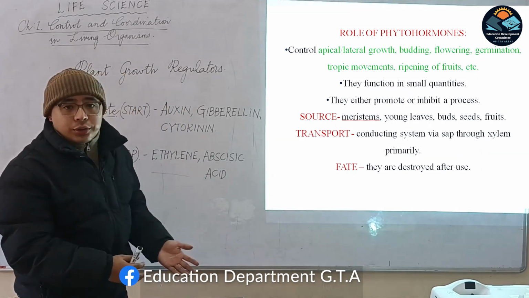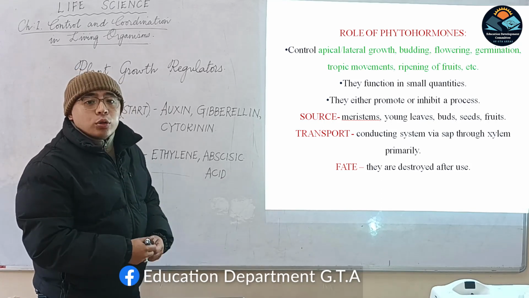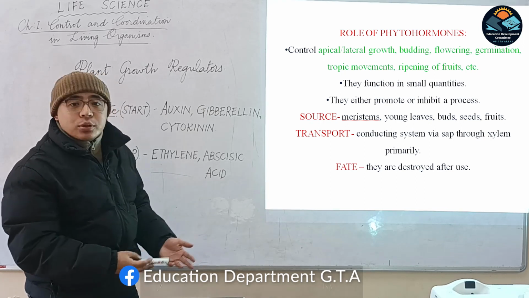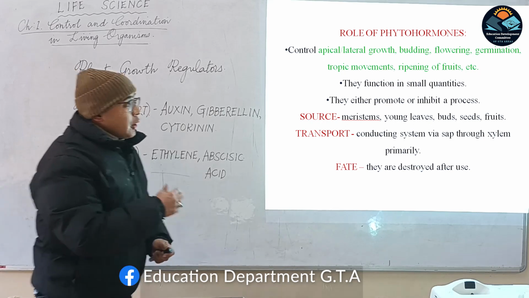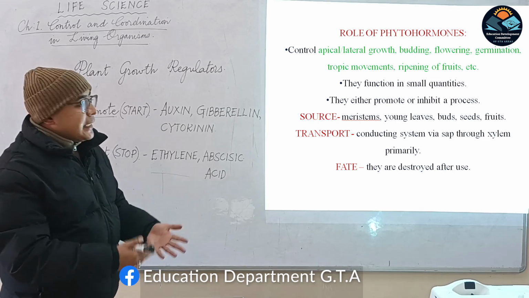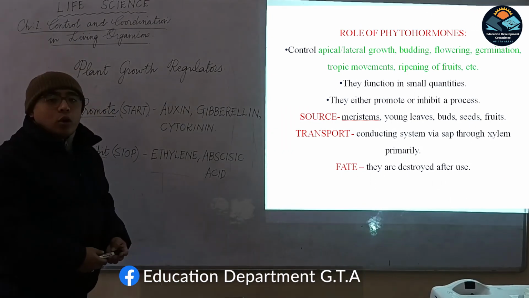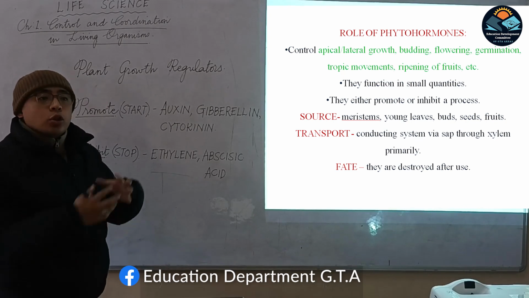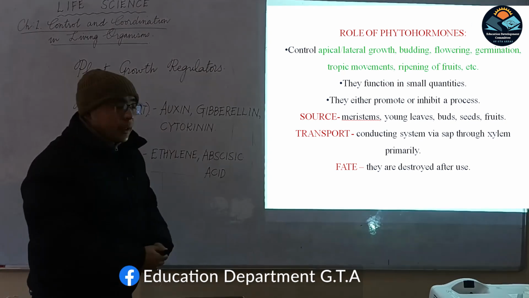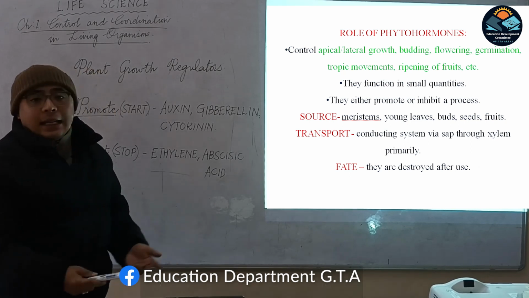Now let us look at the source. Where will you find phytohormones? Again, I've already told you phytohormones originate from special parts of the plant or the growing parts of the plant known as meristems or meristematic tissues. You will find the meristematic tissue in the growing parts of the plant, which are young leaves, buds, seeds, fruits, etc. Transport. Now, how are phytohormones transported from where they are produced to where they need to control these different physiological processes? They are transported, as I've already talked about earlier in the definition, via sap through the xylem primarily.